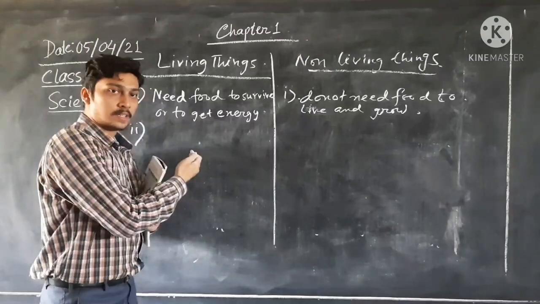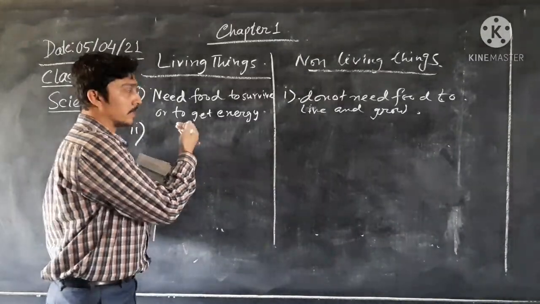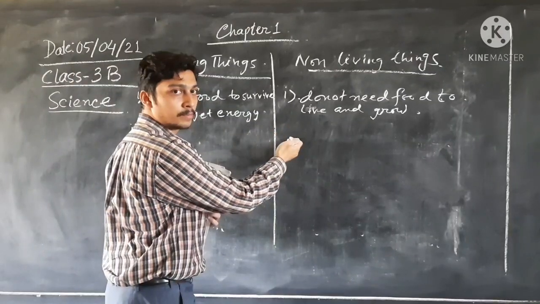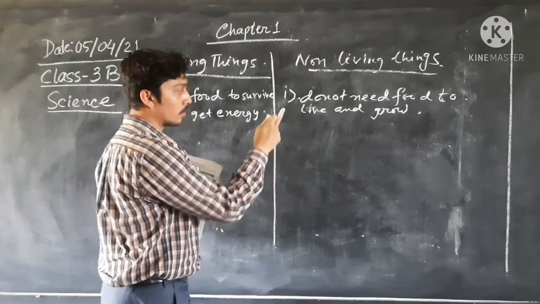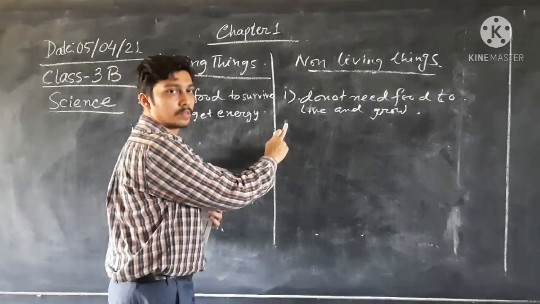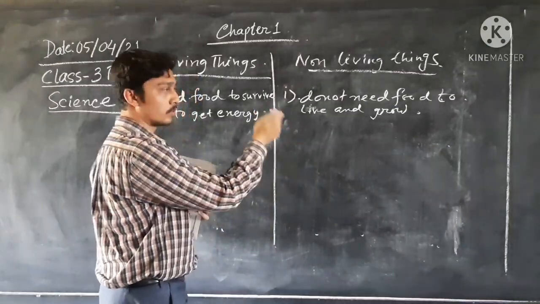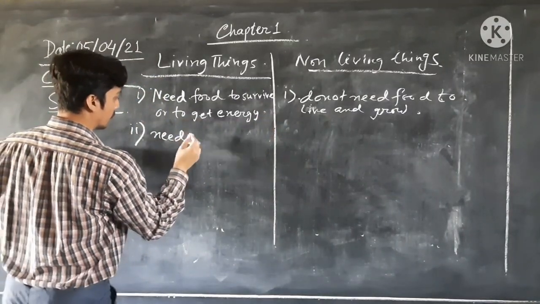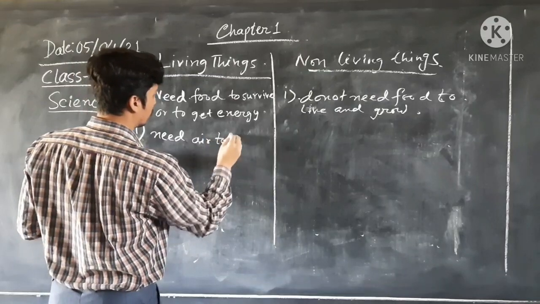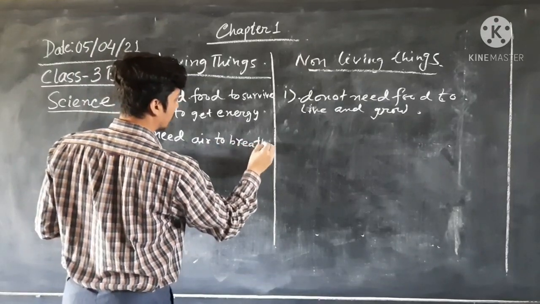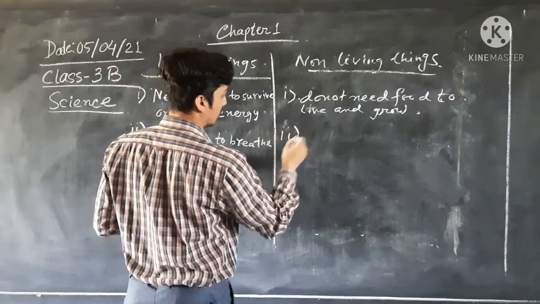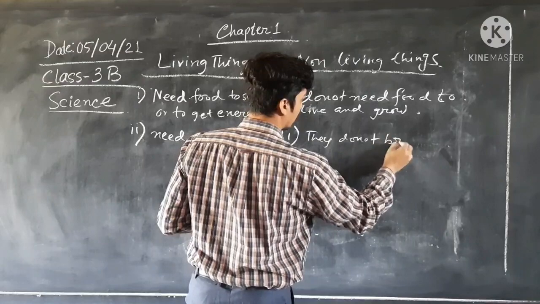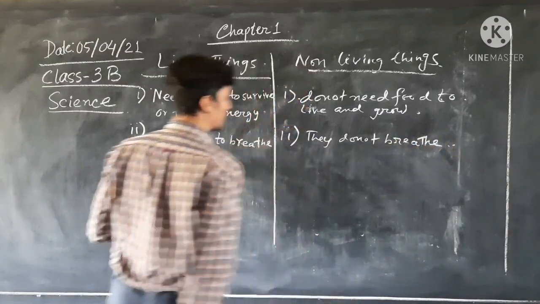Another, living things breathe. That means they need air to breathe, but non-living things can't breathe because they have no life. They don't have any life, so they don't need air to breathe, and they don't breathe.